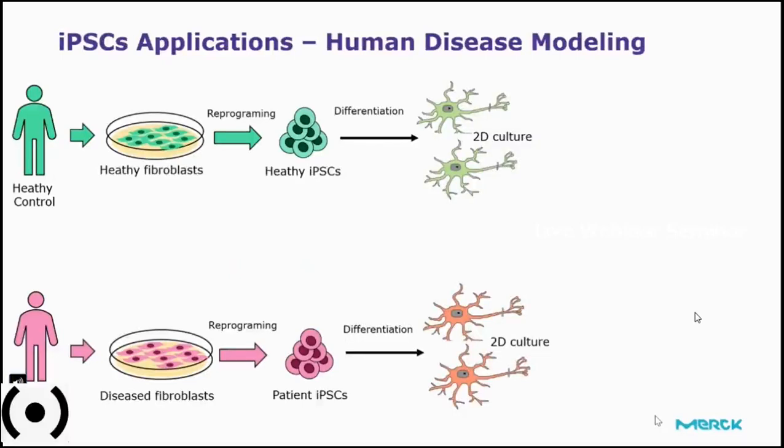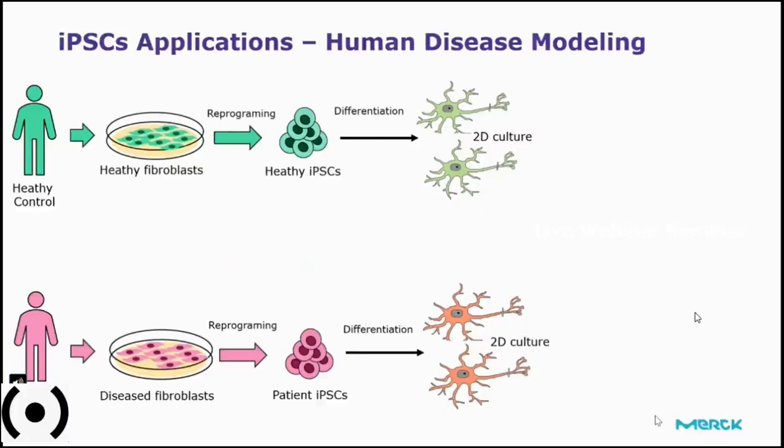So in 2D culture, the traditional cell culture, you can differentiate iPSCs into, suppose you are working on neurodegeneration, neurons, right? So you will get healthy neurons and diseased neurons. Now you can compare their molecular signatures, their properties, their characteristics. This will give you an idea of how diseased neurons respond or behave differently than your normal neurons. And these are human neurons.